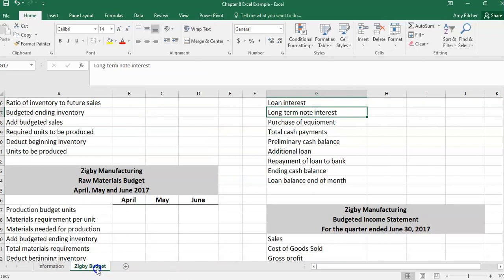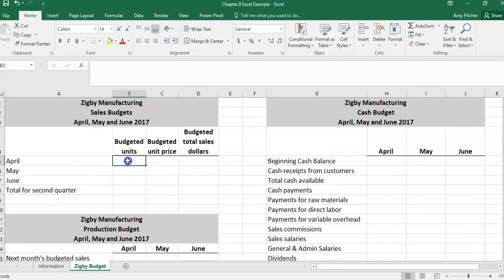So we'll go over to the budget information and we'll put that information into our sales budget. So we had 20,500 units in April, 19,500 units in May, and 20,000 units in June. Then our budgeted sales price was $23.85. And you'll want to format that cell with a dollar sign so that you get the full $23.85, because Excel automatically wants to make that $24.